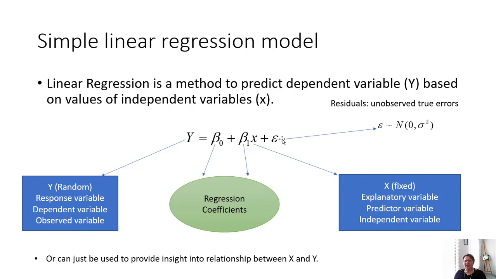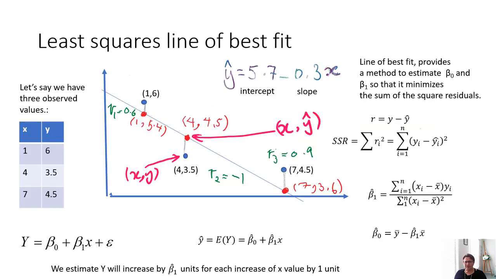And here we say the error term is normally distributed with the mean of 0 and variance of sigma square. This linear regression model can be just used to provide insight into the relationship between X and Y as well, or used for prediction.